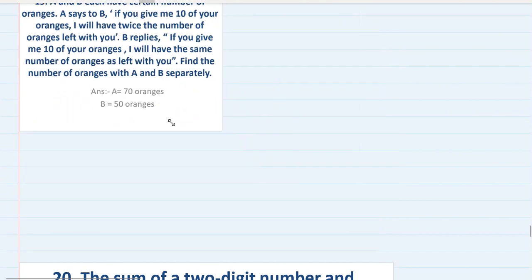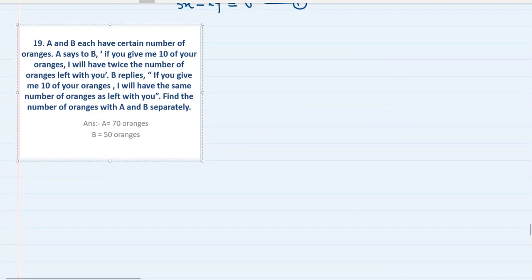Question number 19. This is an interesting question, and thankfully it is not a very huge question. It is a small question. It does not have many statements, but yeah, you need to understand it before solving. Okay, so we are very near to the end of the chapter.